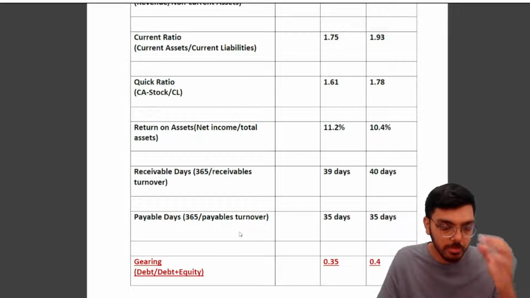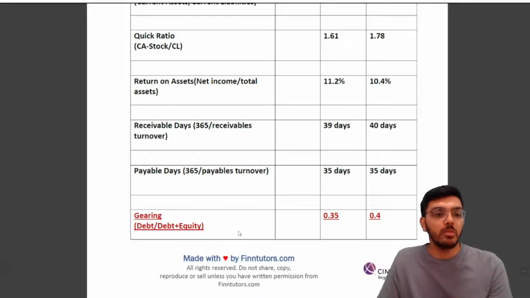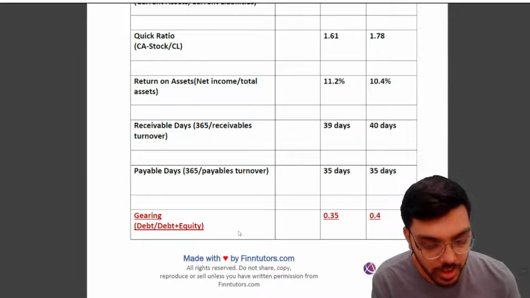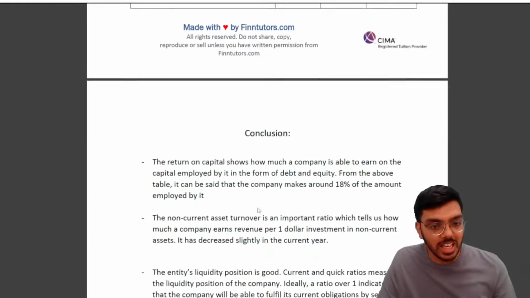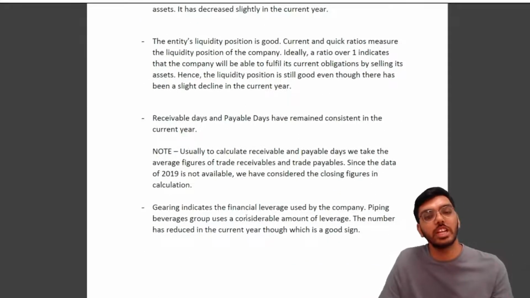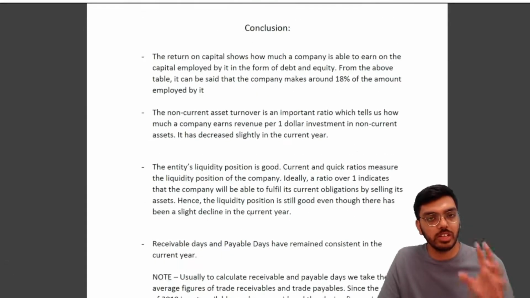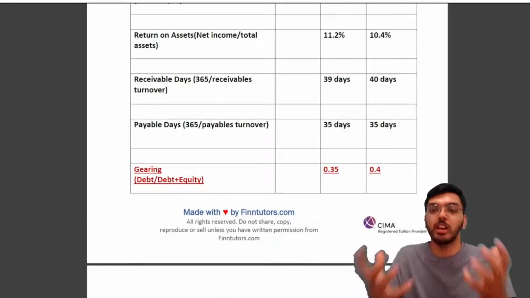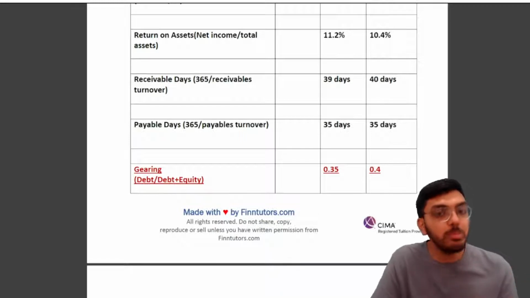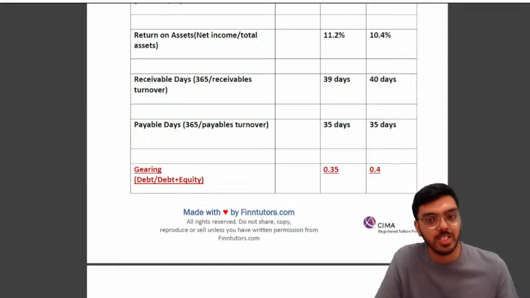Return on assets has gone up. Receivable days pretty much remained the same. Payable days also remained the same. And then we come to a very important ratio, which is our gearing ratio. For gearing, which is measured as debt upon debt plus equity, it tells us how much equity or financial leverage is being used by the company. Because generally, the general saying is that debt is cheaper than equity. Taking a loan from outside and using outside money is cheaper than giving ownership, which is equity. But that is only to a certain extent.